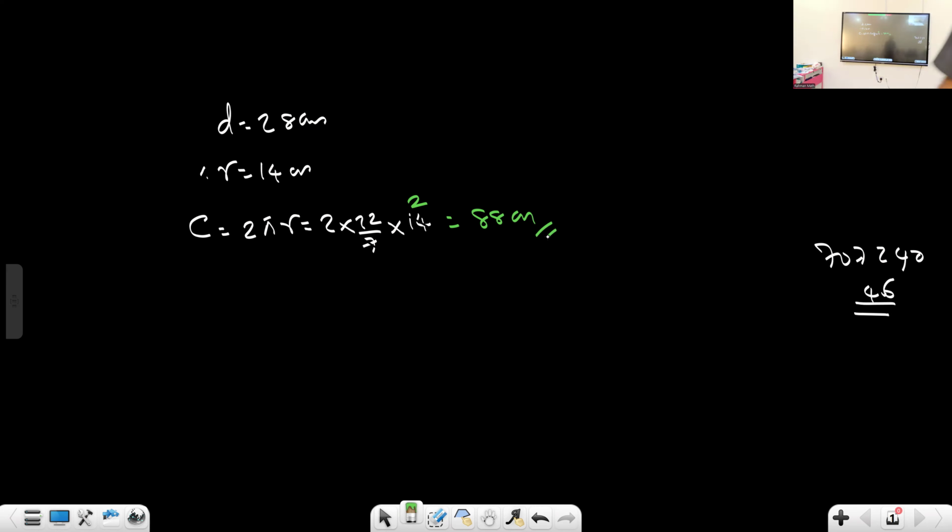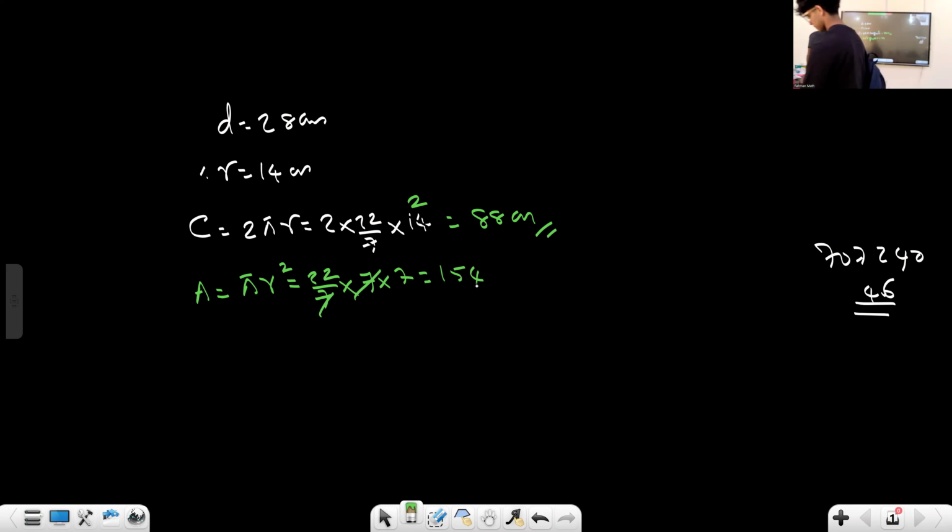Next, area. What is the area of the circle? Tell me. Pi r square. 22 by 7 into 7 into 7, cancelled. What is the answer? 154 centimeter square. This is the area.